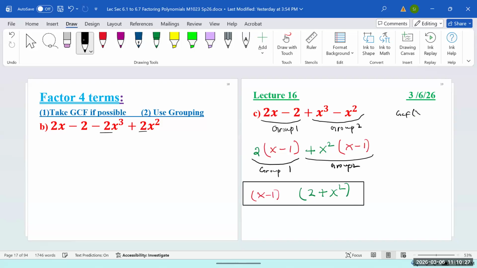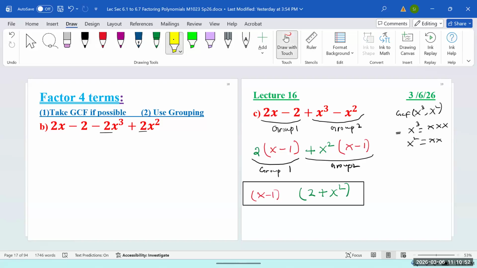The GCF between x cubed and x squared. Now, x cubed means how many x do you have? 3, right? 1, 2, 3. X squared means how many x do you have? 2. Now, what's the most number of x you have in both of them? 2. That's why this is the GCF.